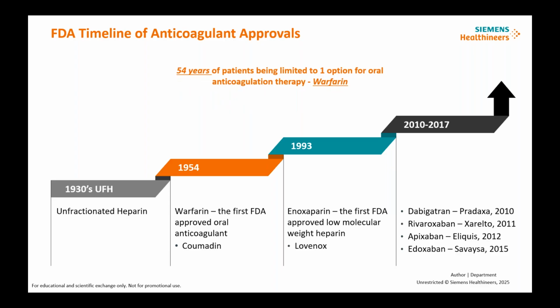In the 1930s, unfractionated heparin was approved. In 1954, warfarin came along as the first FDA approval of an oral anticoagulant. In 1993, we have the approval of a low molecular weight heparin, in this case, enoxaparin. And then, of course, in the 2010 to 2017 timeframe, those 7 years, we really had a large approval of various anticoagulants like dabigatran, rivaroxaban, apixaban, and edoxaban.